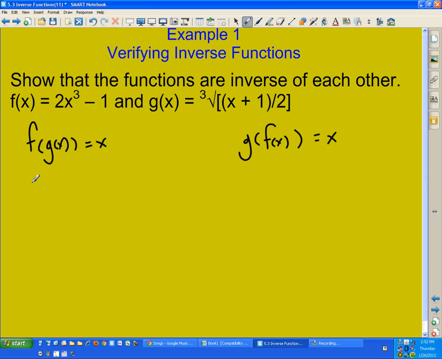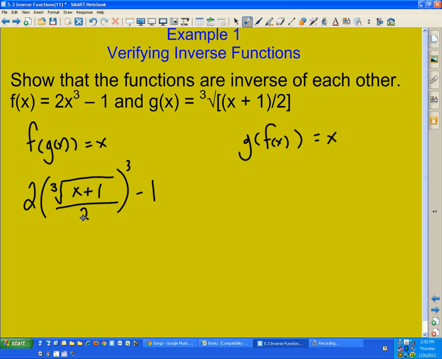So the first one, I'm going to use this x, this thing right here, and plug it in for all the x's. So I get 2 times the cube root of x plus 1, all over 2, cubed, and then minus 1. So I get something that looks like that. And if I cube this whole thing, that loses the cube root on top.